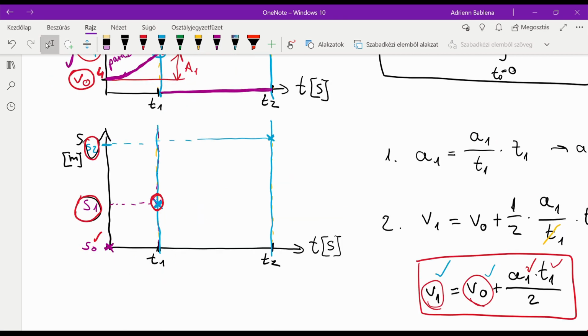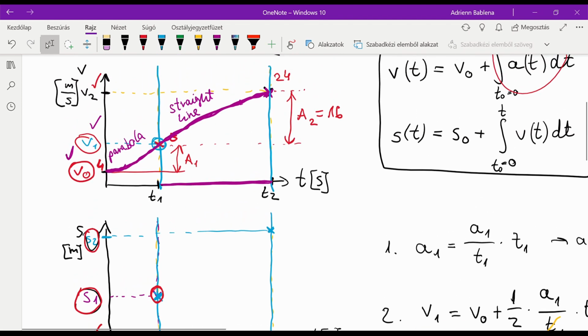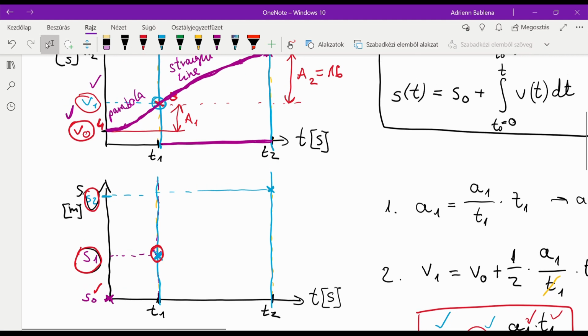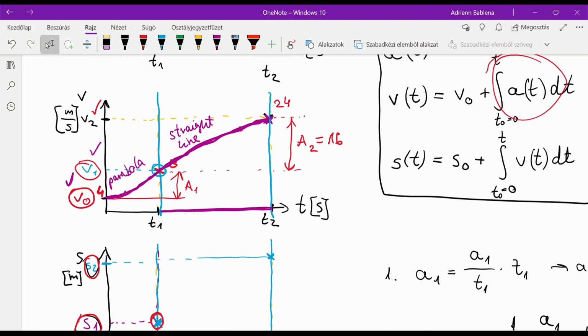Okay, I started the recording again. The method is the same between the velocity and the displacement. So let's start with the second section again. You have to calculate the area of this trapeze or trapezoid.